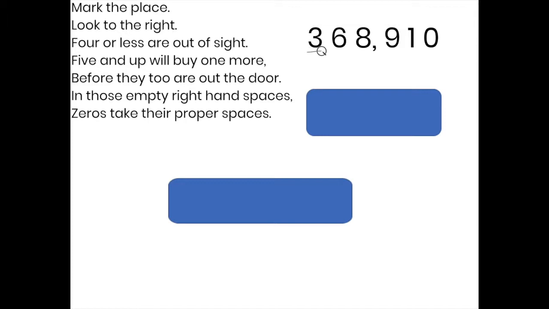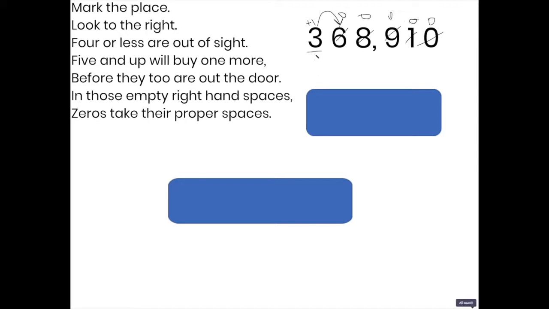place. Mark the place, look to the right. 4 or less are out of sight. All right, is a 6 4 or less? Nope. 5 and up will buy one more, so I'm buying one more. I'm putting a +1 above the place value that I marked. Before they too, and everything behind it is out the door. In those empty right-hand spaces, zeros take their proper spaces. These are really ugly zeros, but you get the gist.